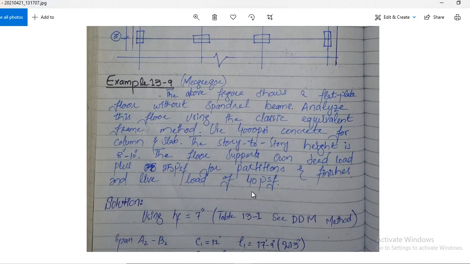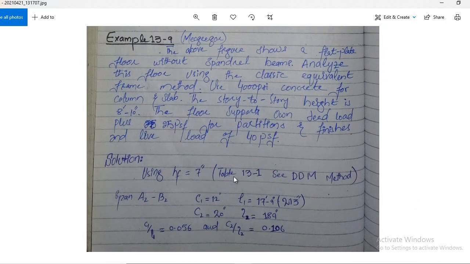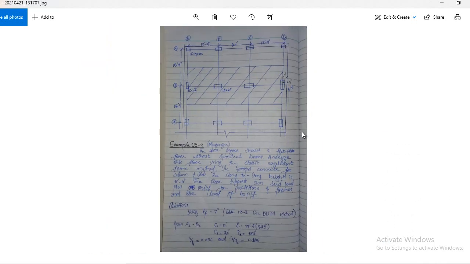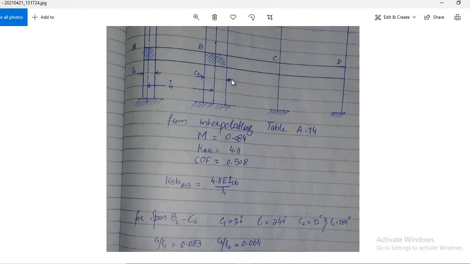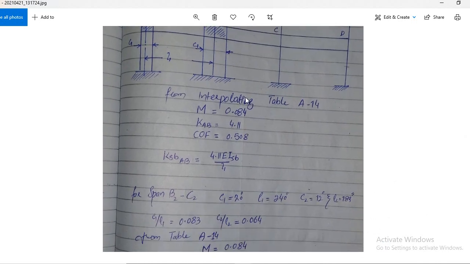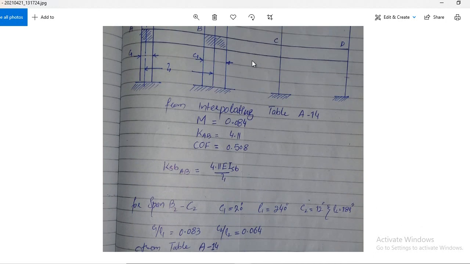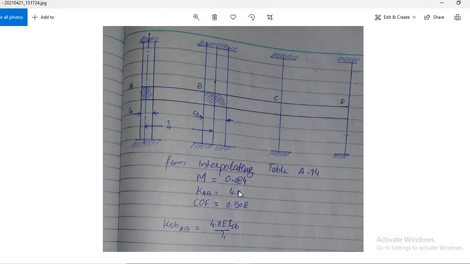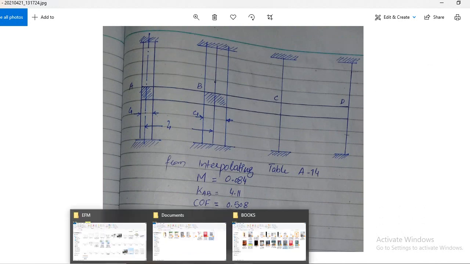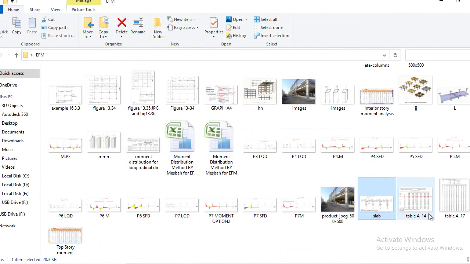Now this is the example, and this is the data. I already shared this in lecture number 2, so please go there and watch lecture number 2. I already explained these steps, how to interpolate. I already explained this. Now this is important. You have to interpolate these values from table F14. Let me share table F14. Here you see table F14. I already explained this in lecture number 3 and 4, I think so. So please, you have to watch those lectures.